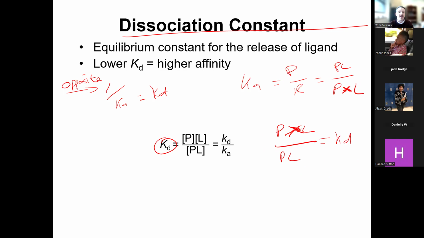And it also makes sense that for Kd, if you've got a lot of P and L and not very much PL complex, then that's going to indicate that Kd is going to be bigger. If, on the other hand, you have a lot of the complex and not very much of P and L separately, then Kd is going to be smaller. So it makes sense mathematically too. They're related to each other.